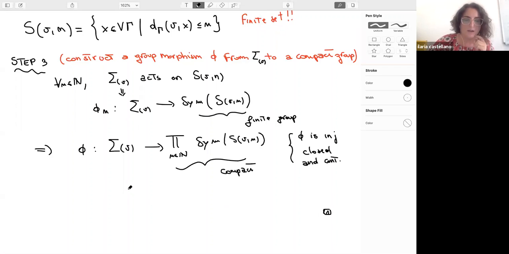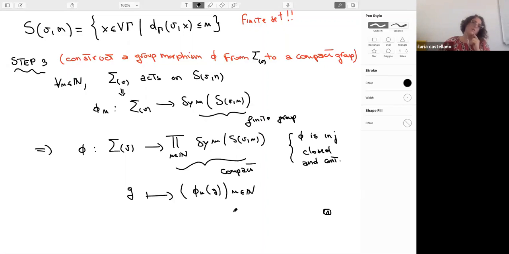Just to be clear, here I'm sending each element g to this family. Okay, so this is the idea of how you can prove that each stabilizer is compact. So in the end, we got that the automorphism group of a locally finite connected graph admits a neighborhood basis of the identity formed by compact open subgroups. And so it is totally disconnected and locally compact.